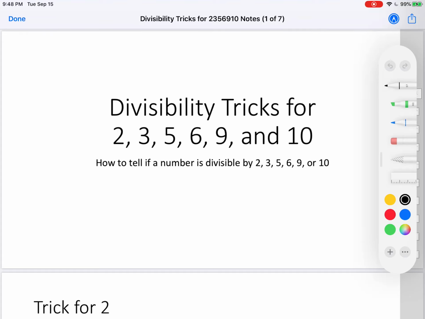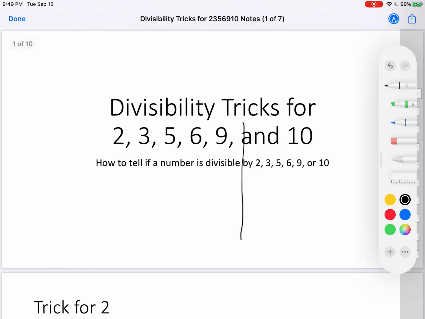Hello. Today you are going to learn some tricks for deciding if a number is divisible by 2, 3, 5, 6, 9, or 10. Not every number has a trick, but these 6 numbers do. Don't get them confused. If you can figure out these tricks and remember them, it will save you a lot of dividing. If you've got a number like 4 or 7 that you're checking, you're actually going to have to do the dividing. But if you're just checking these numbers, you can use these tricks.